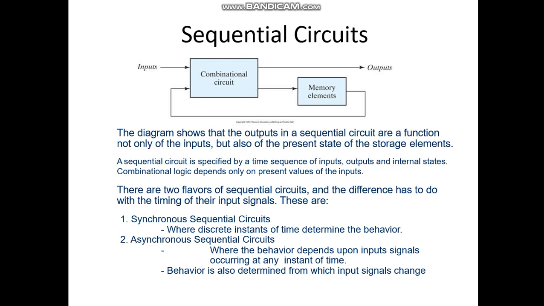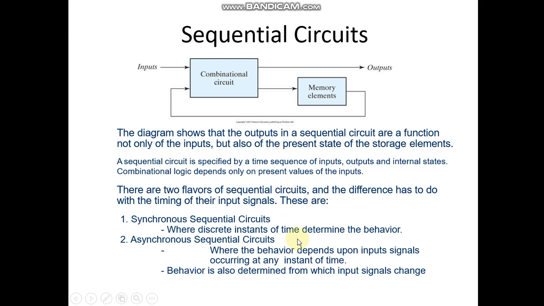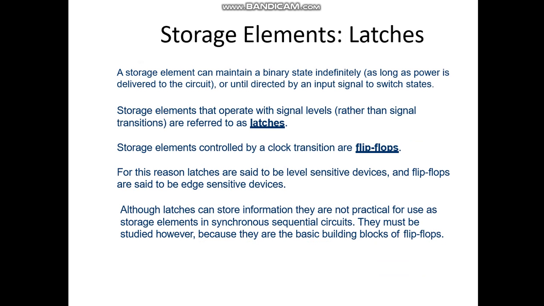The output depends on the present input as well as the past output. Synchronous sequential means the behavior is determined at discrete instants of time. Asynchronous sequential circuit is where the behavior depends upon input signals occurring at any instant of time. So the behavior is also determined by which input signal changes. So that is sequential circuit.